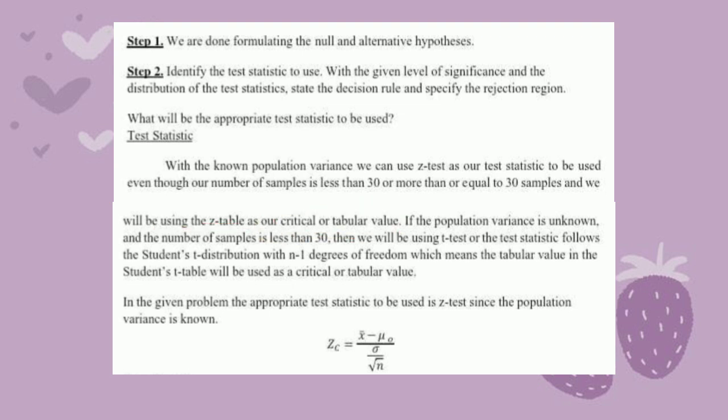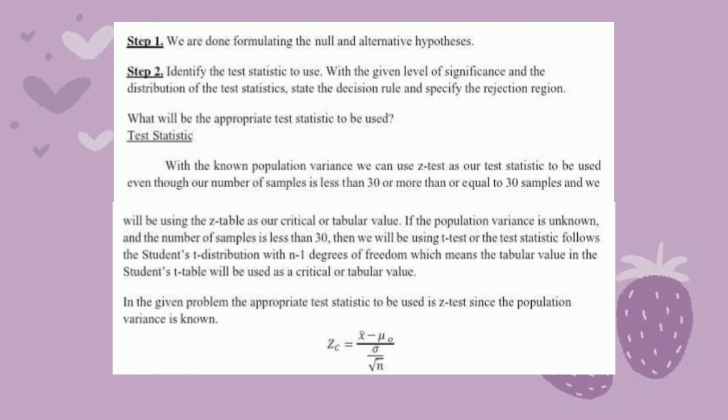If the population variance is unknown and the number of samples is less than 30, then we will be using the t-test, or the test statistic that follows the Student's t-distribution with n minus 1 degrees of freedom, which means the tabular value in the Student's t-table will be used as the critical or tabular value. In the given problem, the appropriate test statistic to be used is the z-test, since the population variance is known.